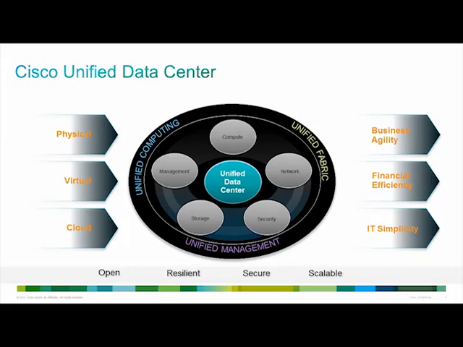Unified management brings together Cisco's intelligent automation for cloud, which provides a self-service portal, service catalog, management and orchestration capabilities, along with a Network Services Manager for automated network provisioning and UCS Manager for UCS programmability.